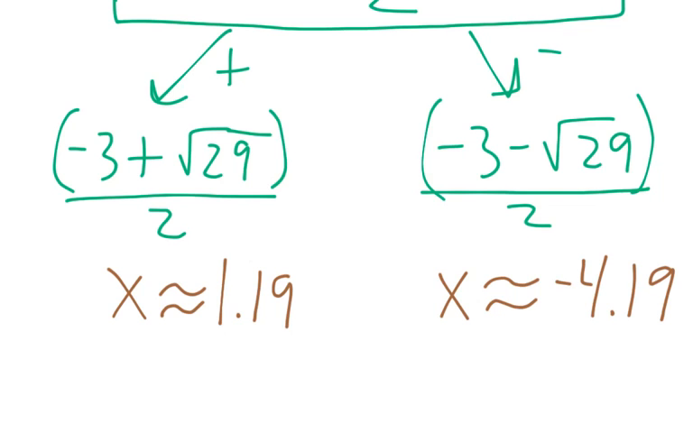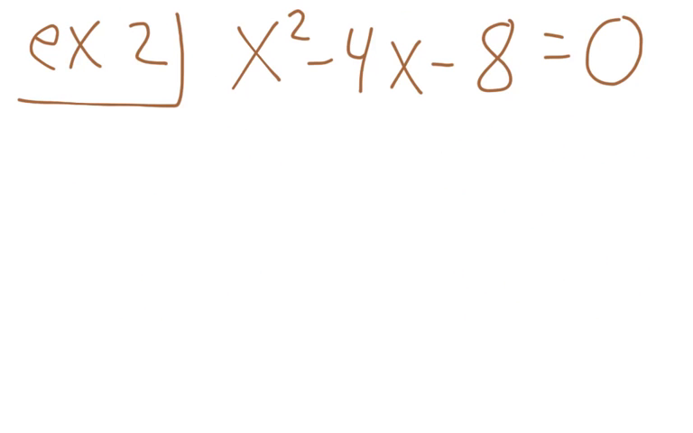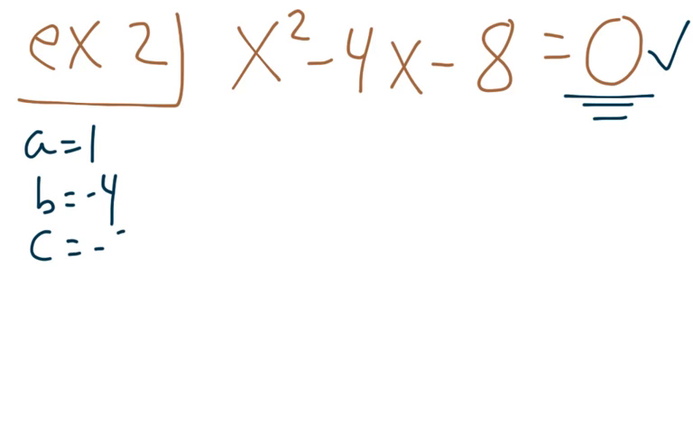So let's look at one more example. So here's my next example, x squared minus 4x minus 8 equals 0. I've already got the 0 part by itself, as in, everything's on the other side, check. We move on now. So, here a is 1, b is negative 4, and c is negative 8.